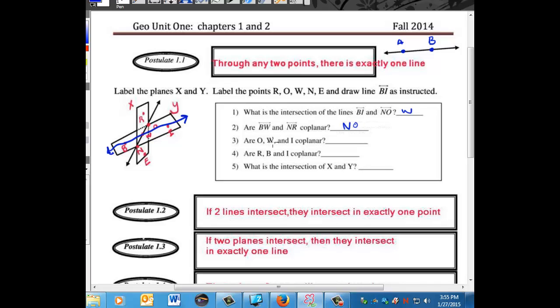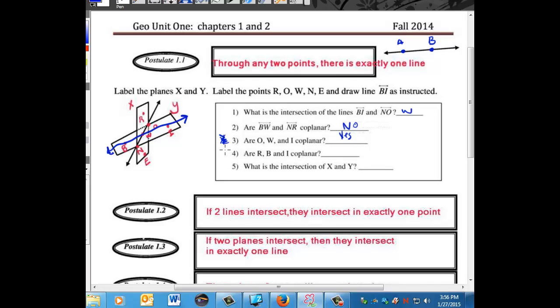What about OW and I? Well, through any 3 non-collinear points, there exists one plane. Let's put a star by this problem, because this is a visually confusing problem. When you look at point O and point W and point I, actually this one is not visually confusing, that's easy to see. Point O and point W and point I are on the same plane. Alright, so we'll get rid of that star.